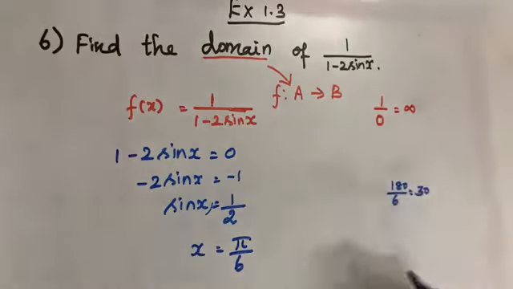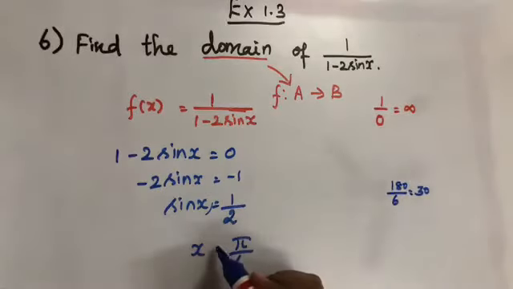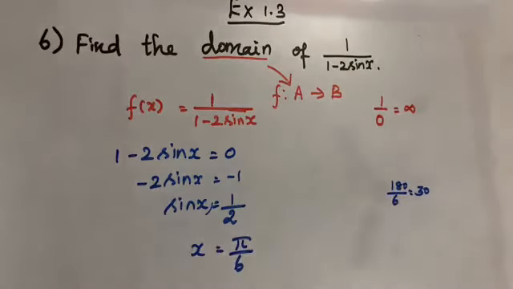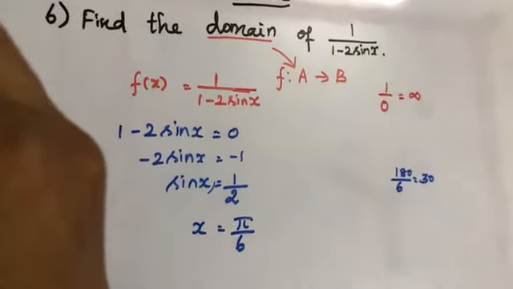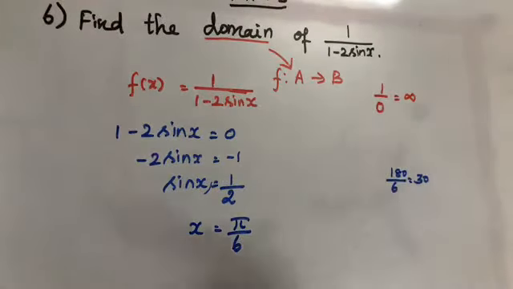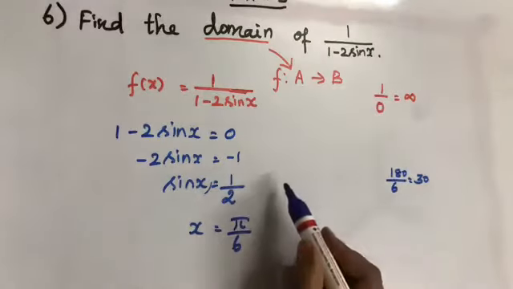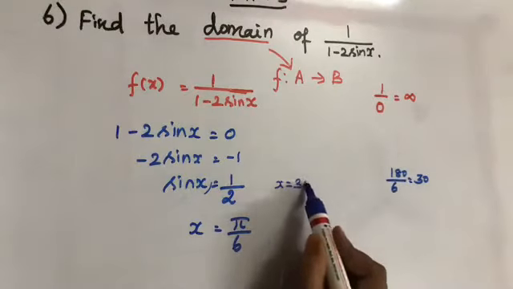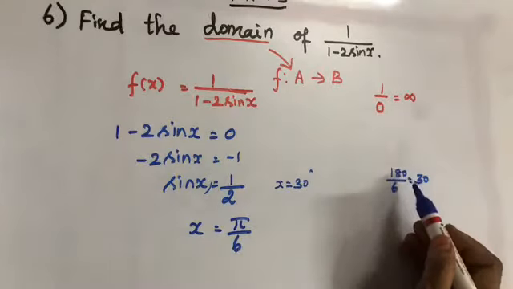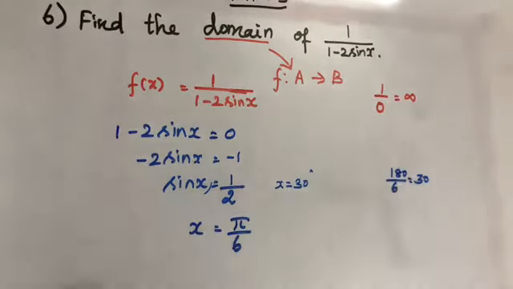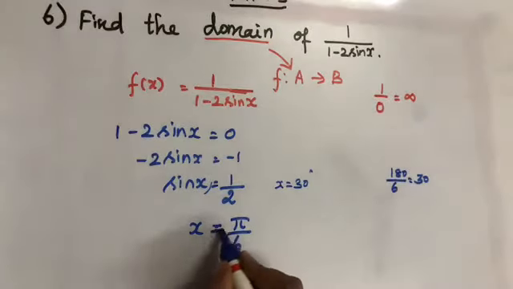30. Now we are in 11th standard. We have to write the degrees in radians only. So x is 30 degree, so I write the 30 degree as pi by 6. Pi is 180, and 180 divided by 6 is 30. So here x is equal to pi by 6.